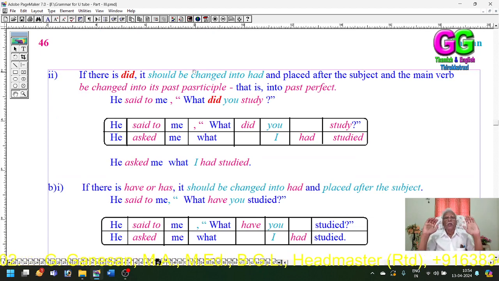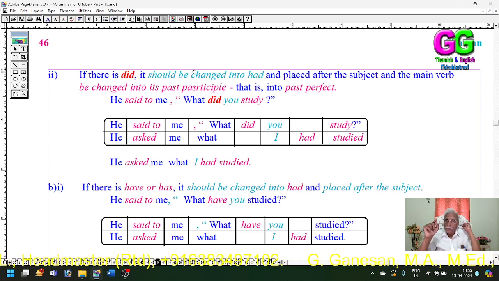If there is a did in the question, what do you have to do? If there is a did after the WH word, the did should be changed into had and placed after the subject. And then, the verb already existing after the subject should be changed into its past participle.